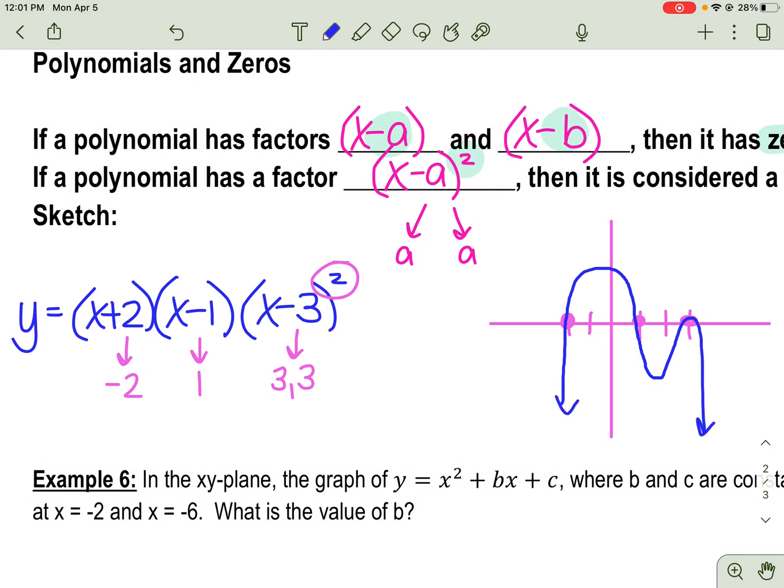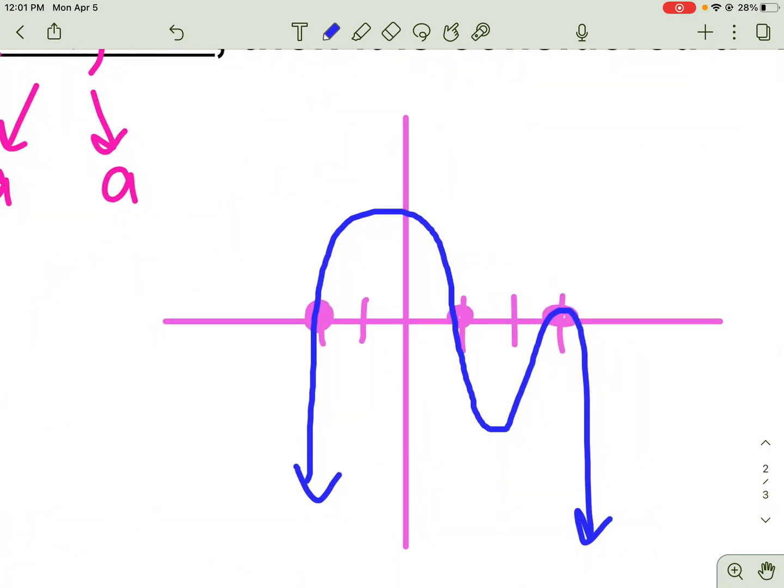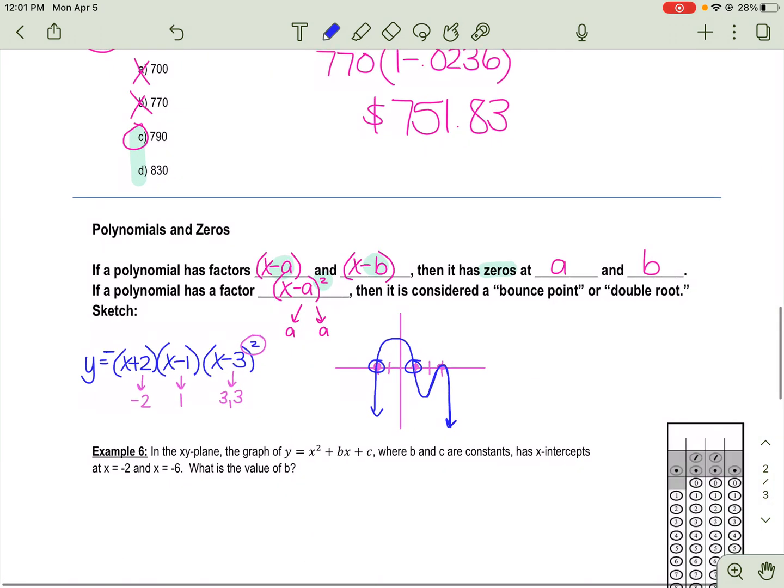I might as well make this correct here. Since it's going down at the end, that would be a negative in front, but I also could have drawn it the other way. It's going to cross at those three places, here, here, and then notice how it hits it but doesn't cross all the way through. It bounces back down. Again, that's called a bounce point or a double root.